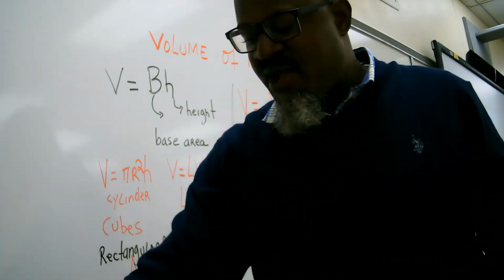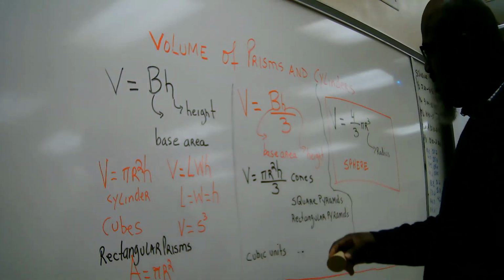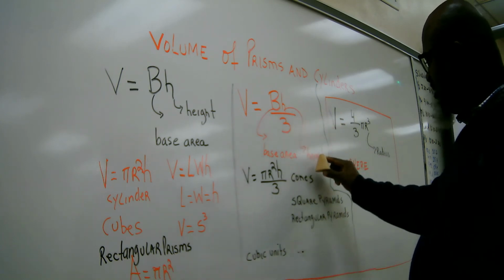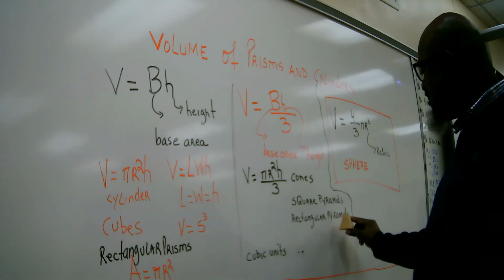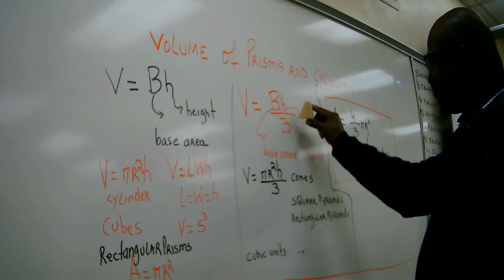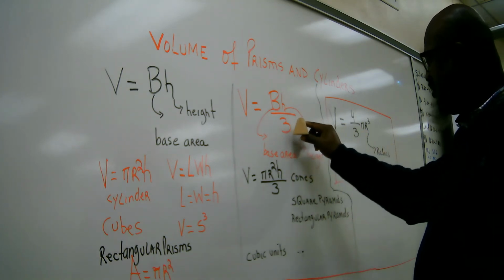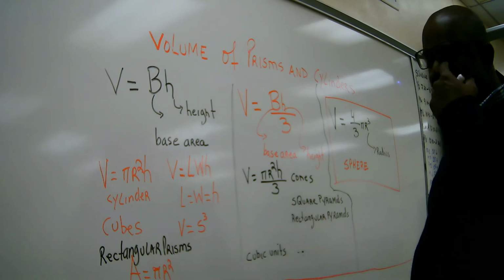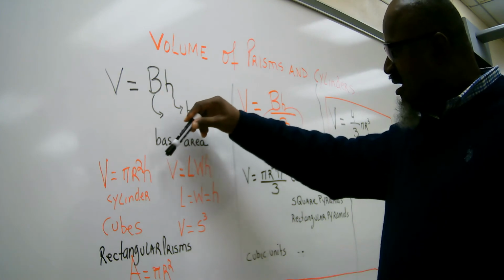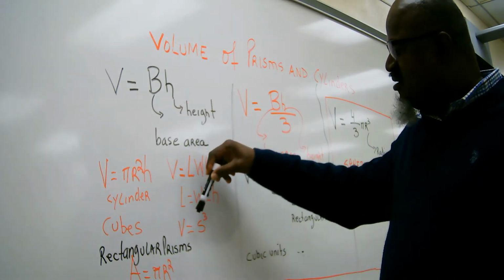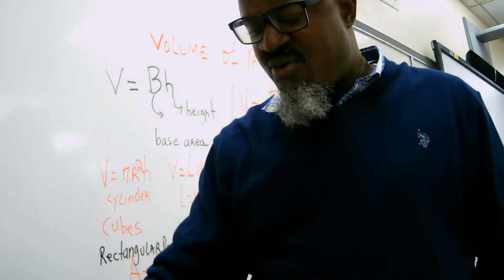For capital B, V equals capital B times h over 3. You use that for a cone, for a square pyramid, and for a rectangular pyramid. So you will have to divide by 3. The only times you divide by 3 are for a cone, for a square pyramid, and for a rectangular pyramid. The only time you don't use 3 is for a cylinder, for a cube, and for a rectangular prism. So those are the key concepts that I want to convey to you.